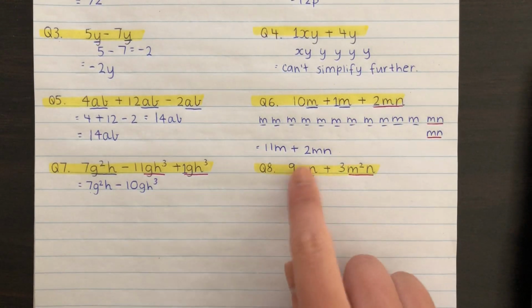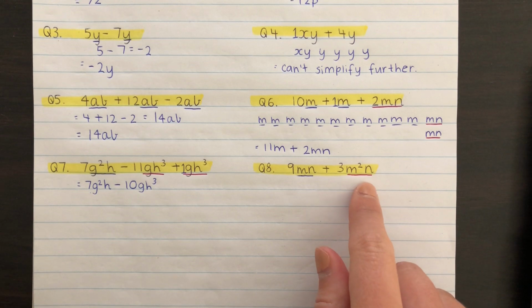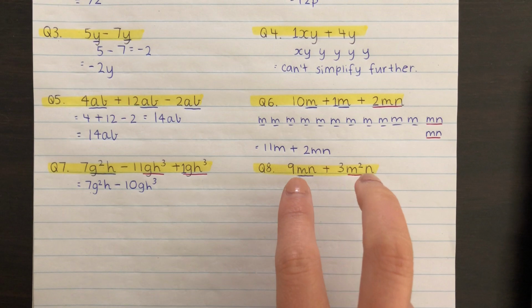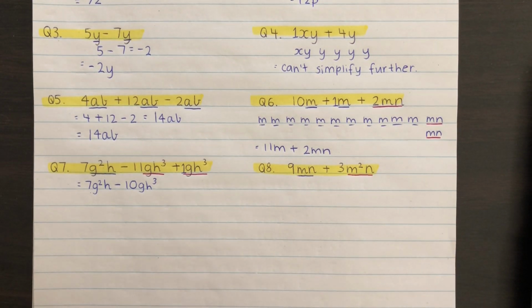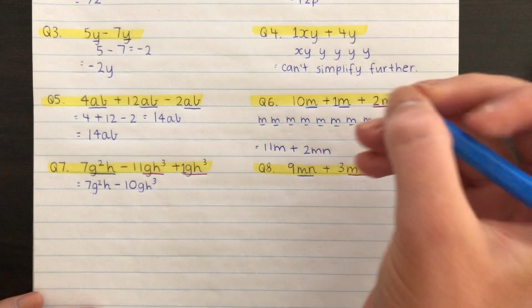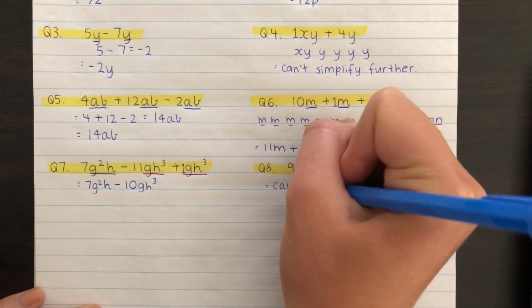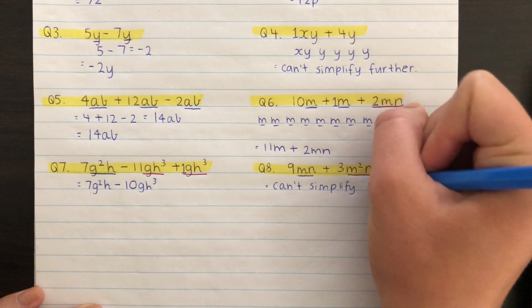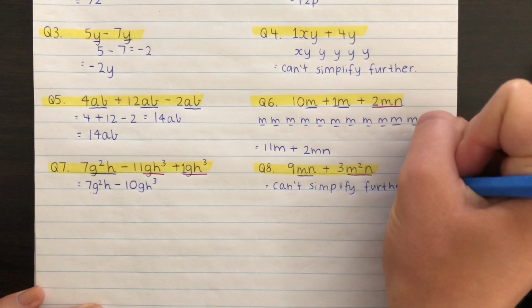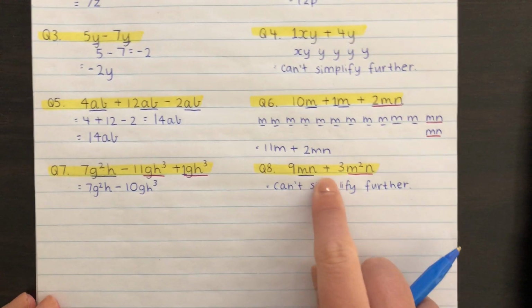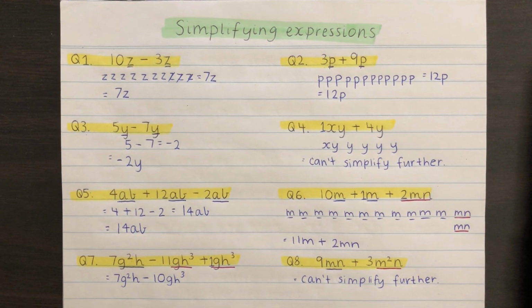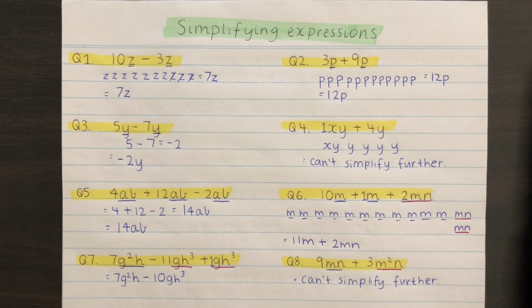Okay, so mn here, m squared n over here, they are not exactly the same, meaning that these are not like terms and we cannot simplify any further. So your answer would just be this. Okay, so I'll just bring my page back here. You can pause and copy out these answers in your books.